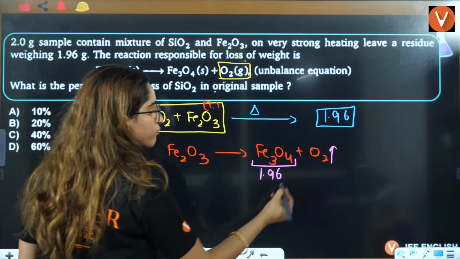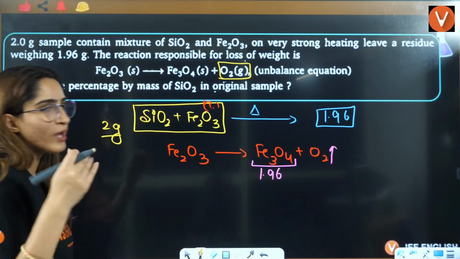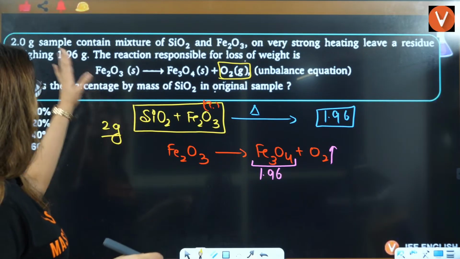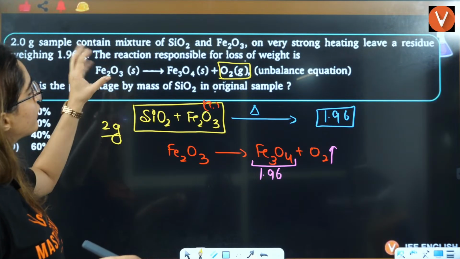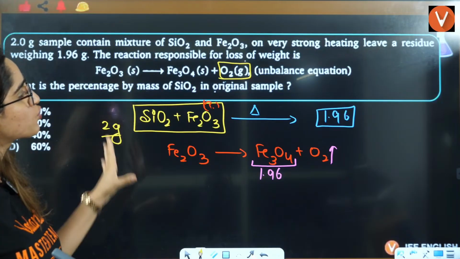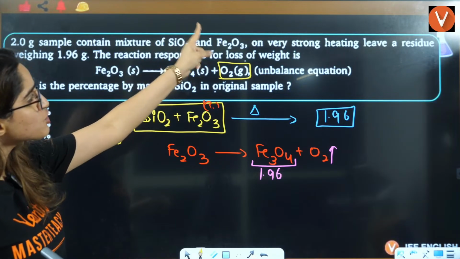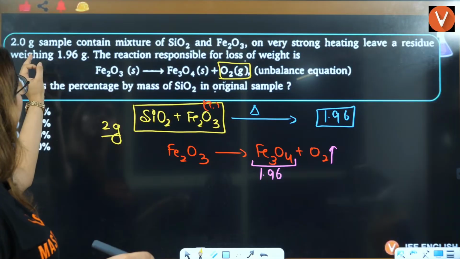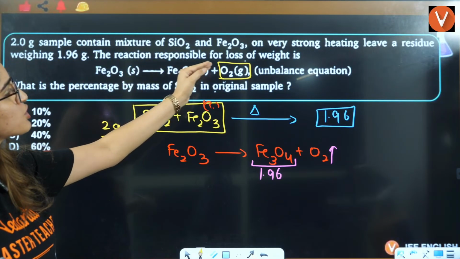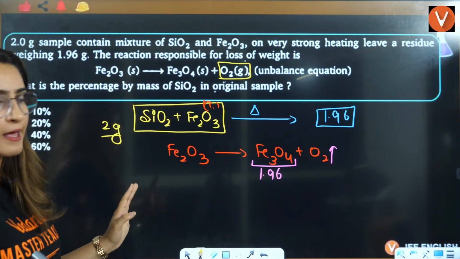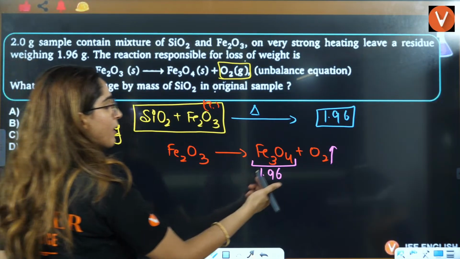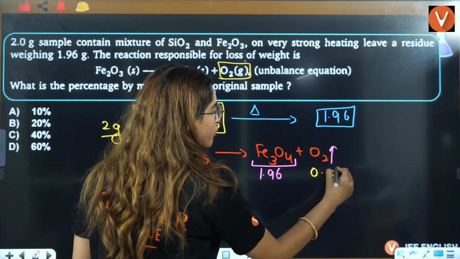Now, see one thing here. This O2 is released here. The original sample is 2 gram. On strong heating, it leaves a residue weighing this, and the reaction is responsible for the loss of weight. That means 2 minus 1.96 is nothing but 0.04.